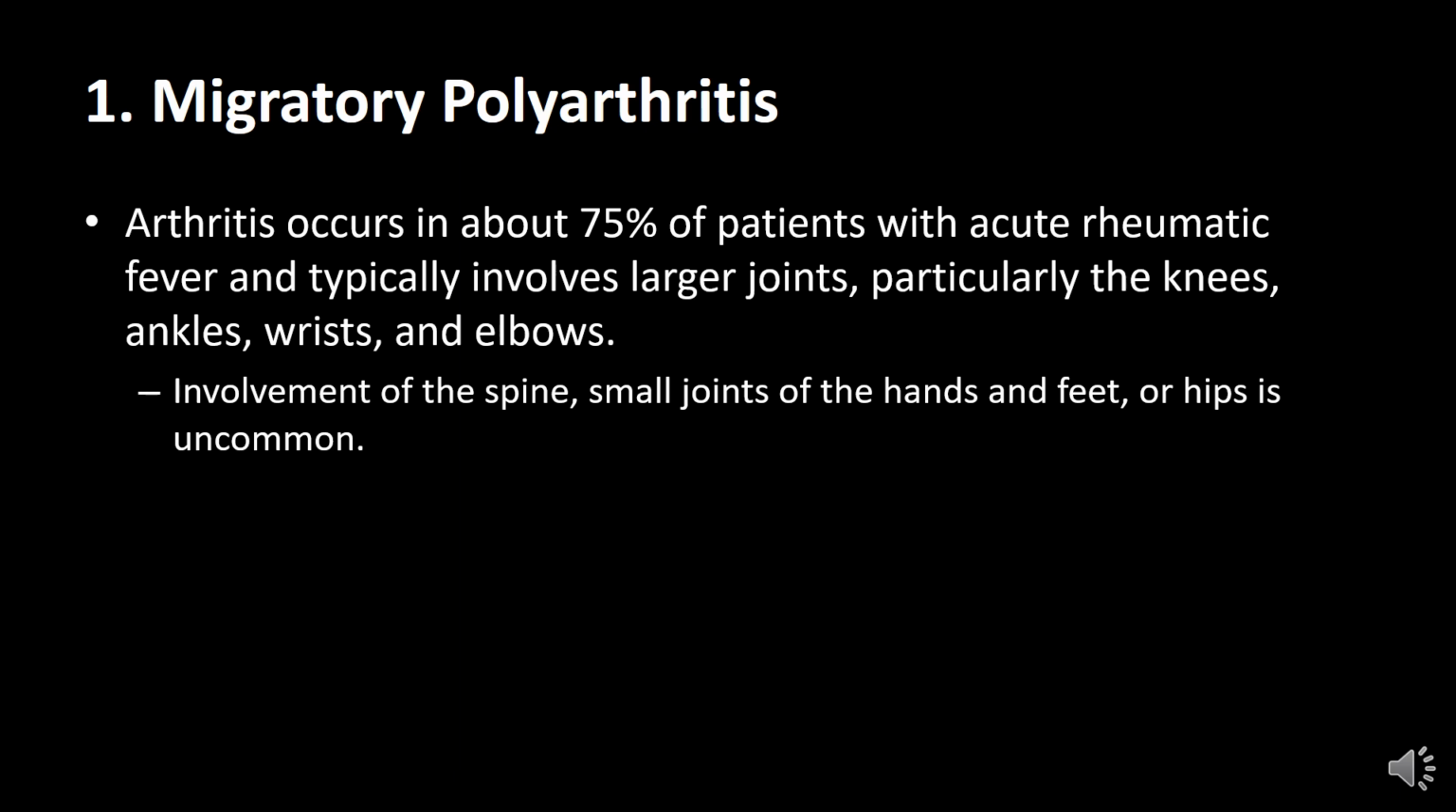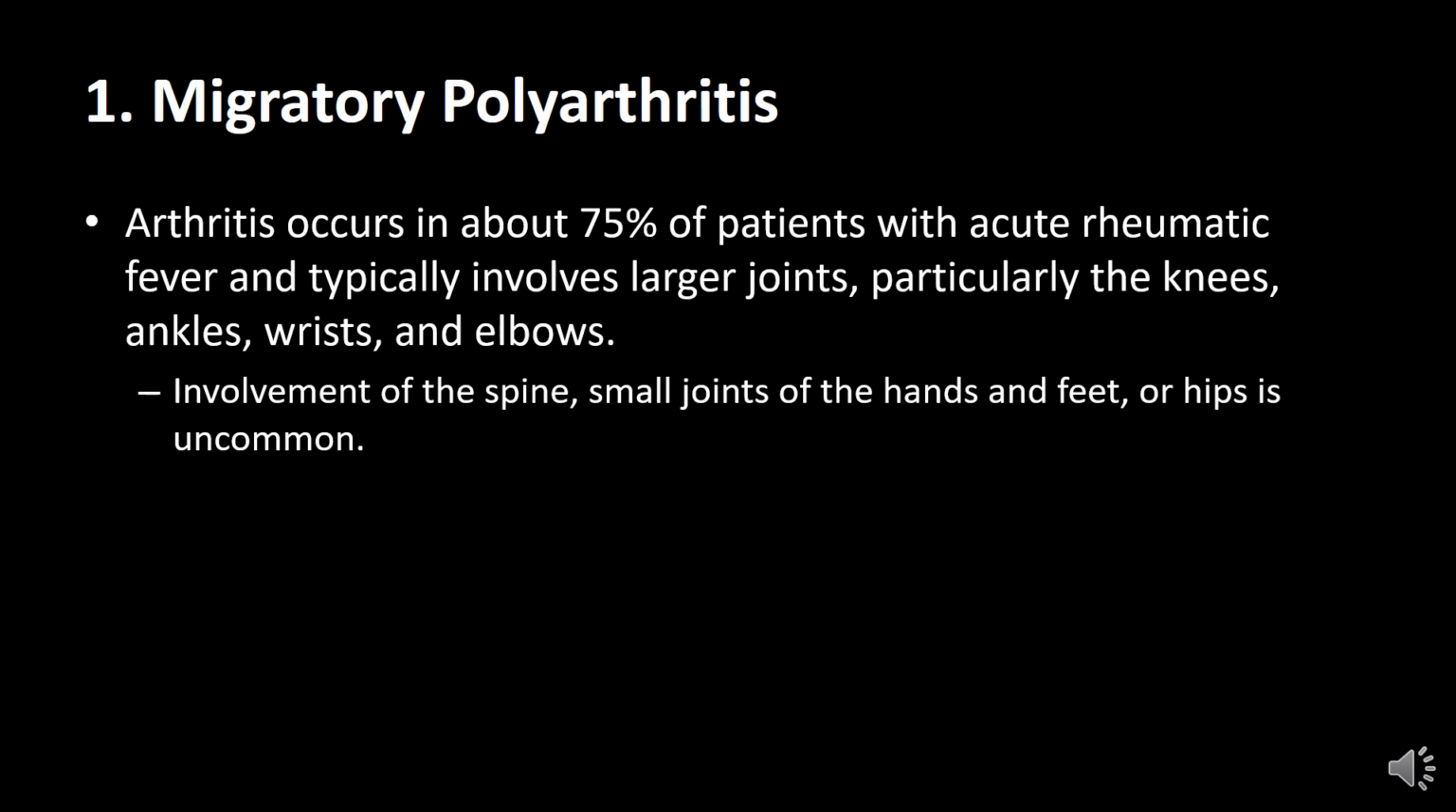If you cannot establish that kind of history, then you cannot say there is migratory polyarthritis. This is a very important symptom to pick from the patient. Make sure you get it correct. So in this case, arthritis is actually the commonest occurrence among children who present with acute rheumatic fever. 75% of children who present with acute rheumatic fever will usually present with migratory polyarthritis.